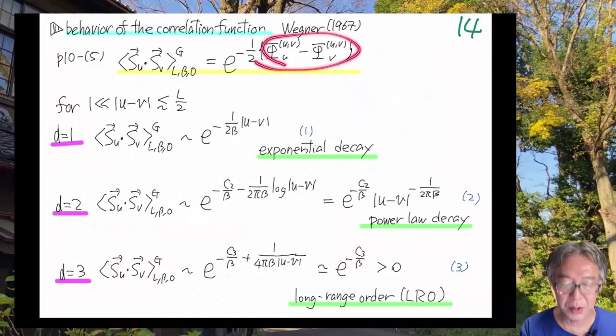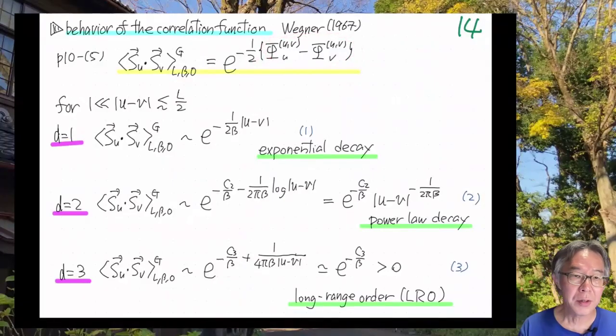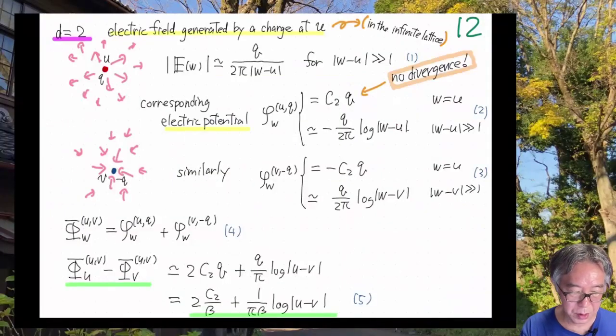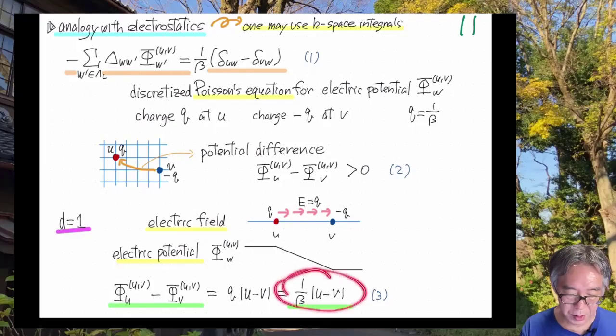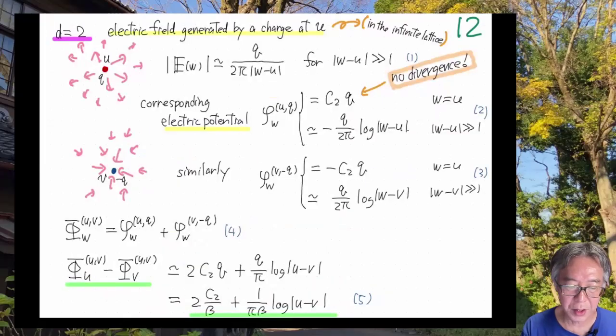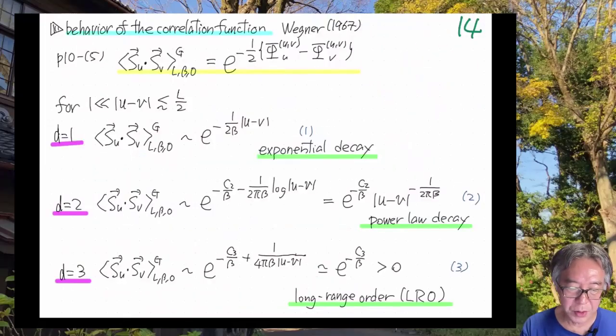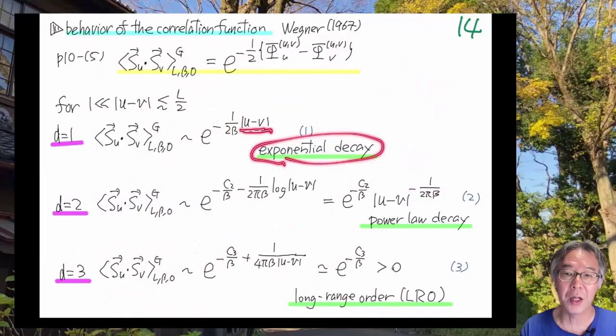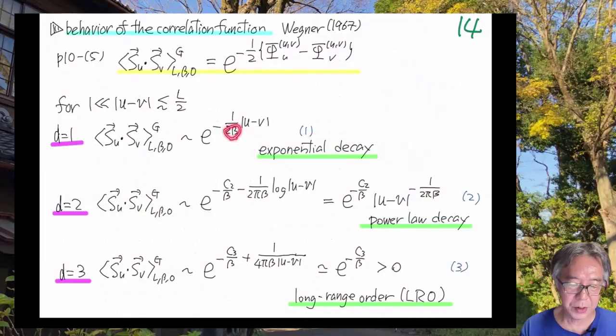We know how this part behaves. In d equals 1, you just plug this in. Note that this is positive; actually, this is always positive, so we always get some decay. In one dimension, we plug this in and you get this. You see this is the distance, so we have exponential decay. The correlation length depends on beta, but anyway, we have exponential decay.